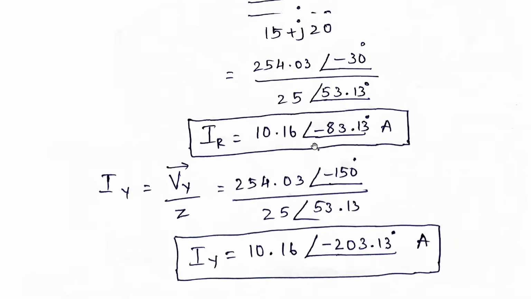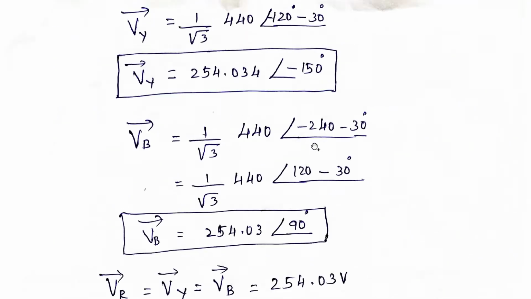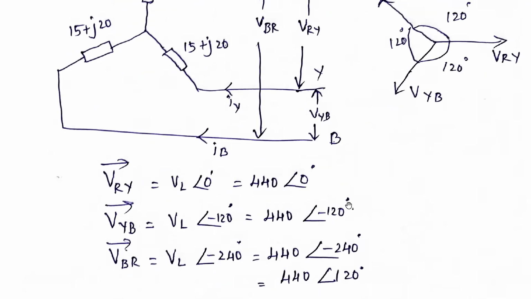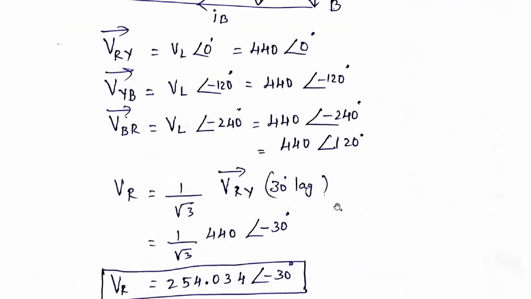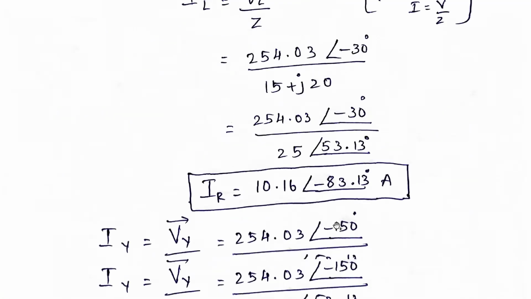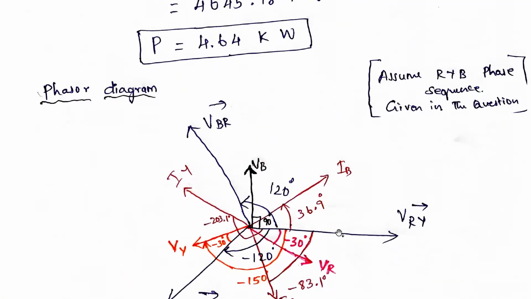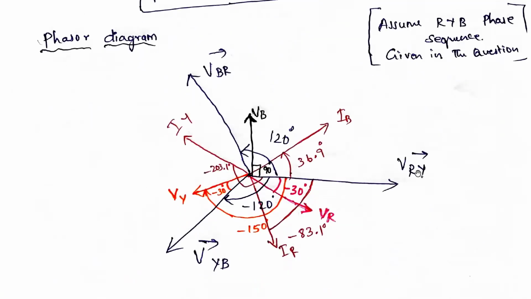So this whole thing is 240 degree, or otherwise we can write it as 120 degree also. This we have already seen. So 120 degree or minus 240 degree. So with respect to our VRY, this is 120 degree. So we marked VRY, VYB and VBR.